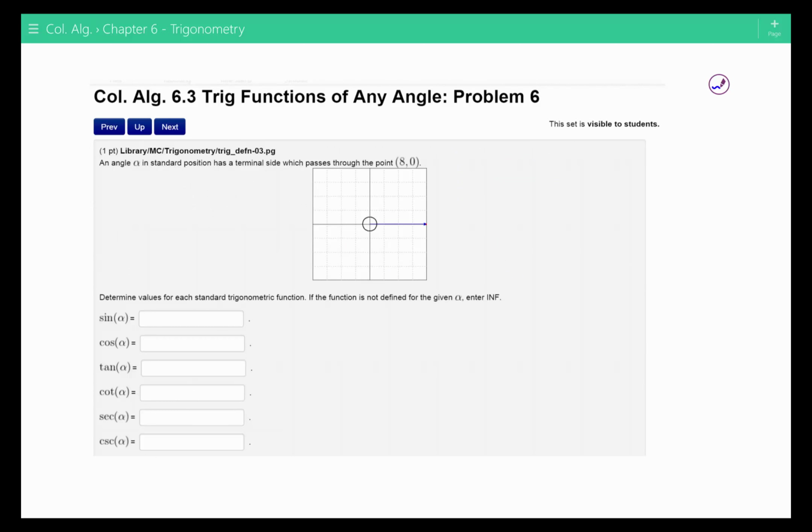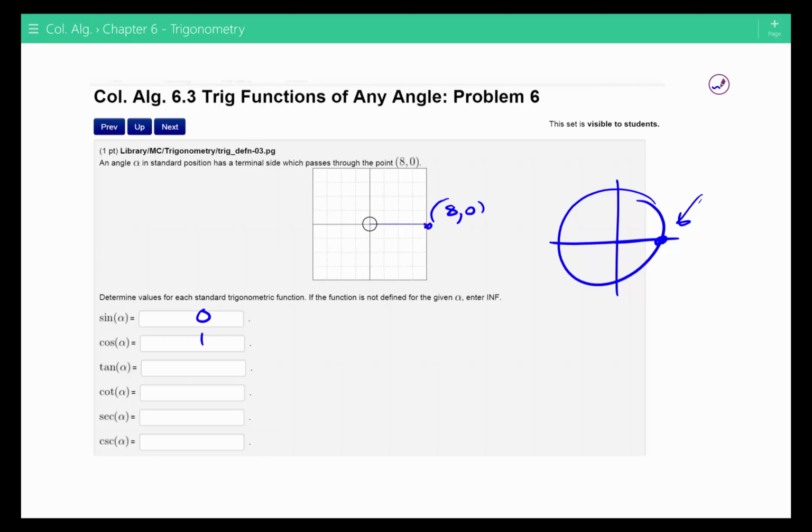Alright, next problem is 6. It says the angle alpha in standard position with terminal side passes through the point (8, 0). So let's say this is the point (8, 0) right there. Determine the values of the trig functions. Sine of alpha is, we can compare this to the unit circle because the sine relationships are the same for these different angles. So I'm looking at this point on the unit circle right there. The sine of that point is the y-coordinate, which is 0. The cosine of that point is 1 for that point.